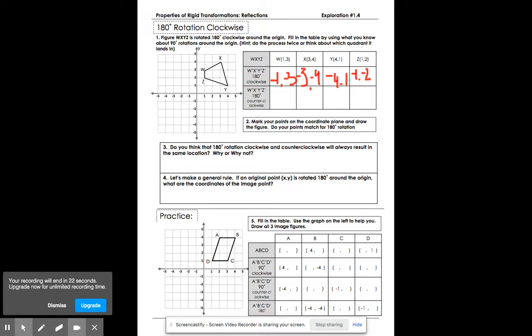Just remember that for 90-degree rotation, if it's clockwise, your X and Y flip and your X becomes negative. If it's counterclockwise, your X and Y flip and your Y becomes negative. If it's 180-degree rotation, your X and Y don't flip but both become the opposite sign. If you have any questions, let me know, but you can go ahead and do the activity.